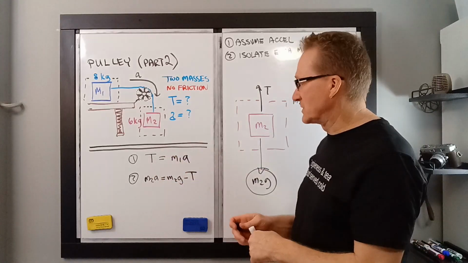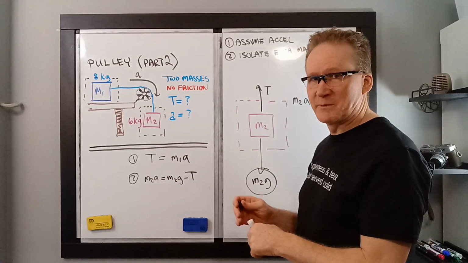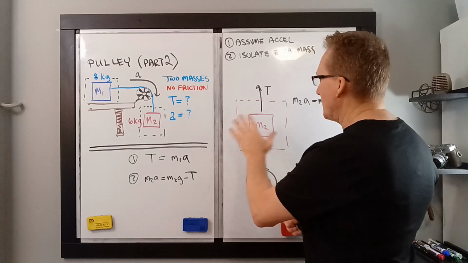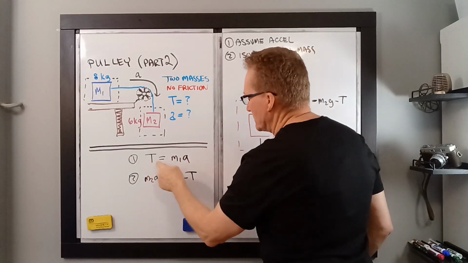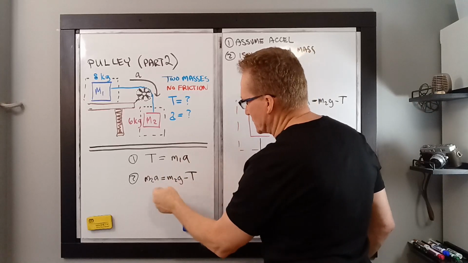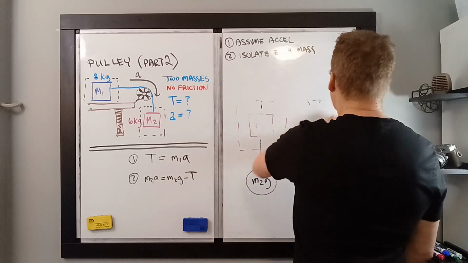Don't discard them. On my board, sometimes I erase them by accident and I don't have them later. So now we have these two equations, and we're going to try to solve them. We have two unknowns, T and A. Of course, you can sort of see, obviously, what you're going to need to do.